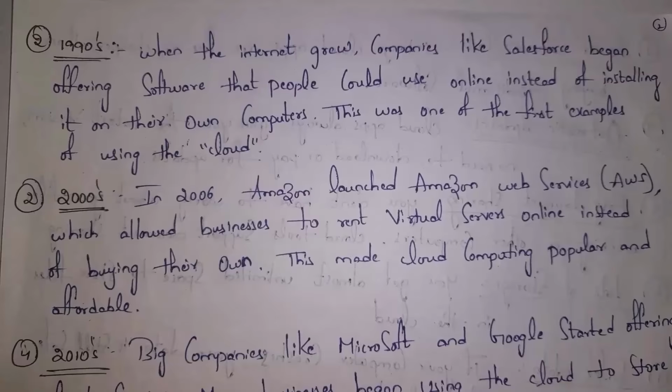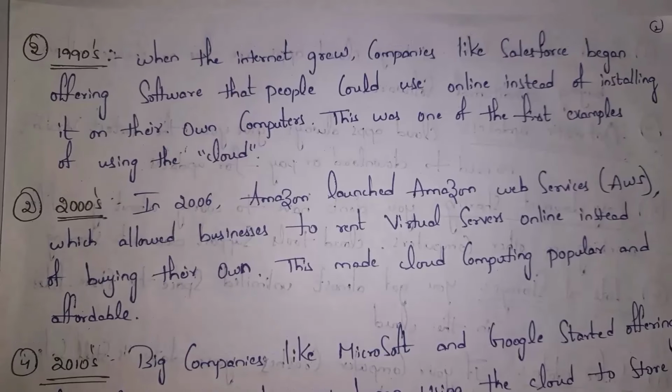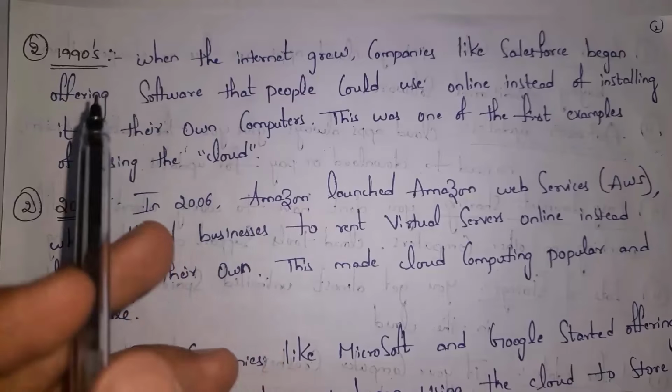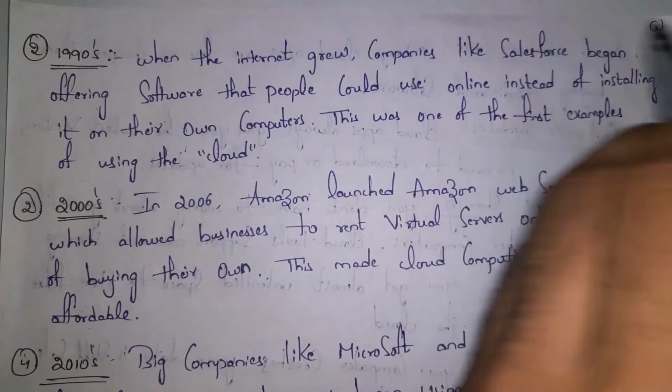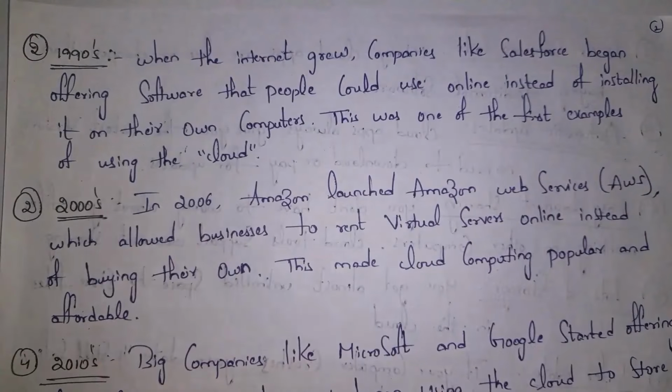Guys, I will give one real-time example. Normally, if you consider MS Office, you need to install MS Office on your computer in order to work. But instead of installing MS Office on your computer, you can work with MS Office on the internet itself. And if you want to play any games, you need to install those games. But instead of installing games on your computer, just by using the internet, you can play online games. So in the 1990s, companies like Salesforce began offering online software instead of installing that software on your computer.